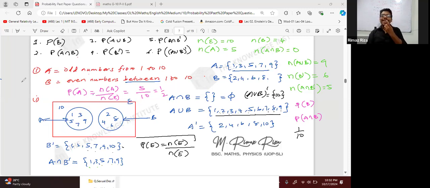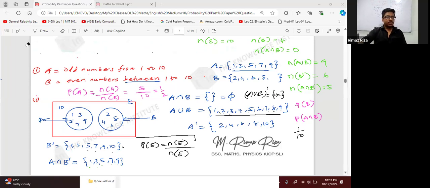Okay, there are three things I want to explain to you regarding probability. There are three things I need to explain regarding the probability. Okay, so I will clean this here first.